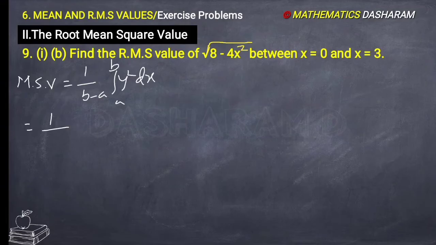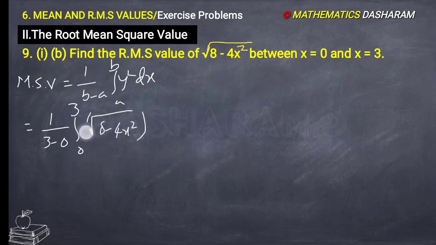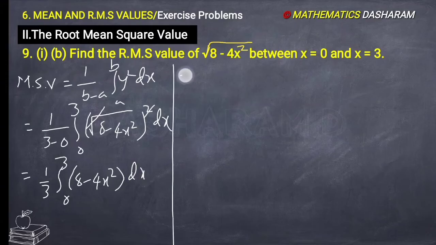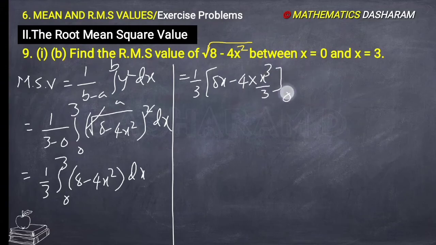So here, 1 by 3 minus 0, integration 0 to 3 of y square, that is under root 8 minus 4x square, whole square, dx. So the square root cancels: 1 by 3, integration 0 to 3 of (8 minus 4x square) dx. So it is equal to 1 by 3. Here the integration of 8 is 8x minus 4 into x cube by 3, from 0 to 3.